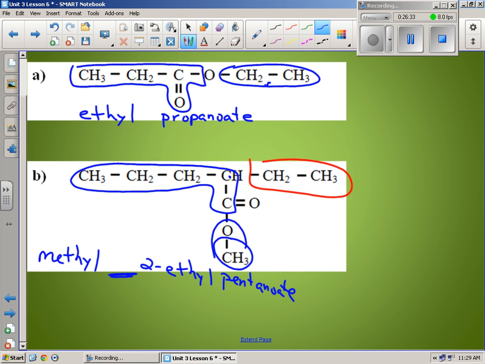Yeah, the one attached to the O is the alcohol part. Well, that came from the alcohol. And then, of course, that's going to be discussed as an add-on group. The rest comes from the carboxylic acid. Okay? All right? Okay? Is that it?